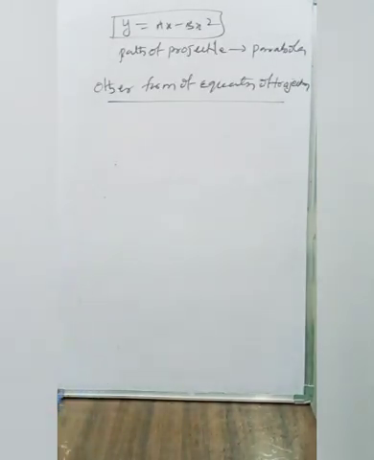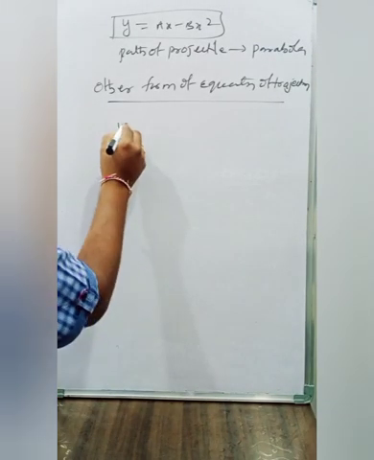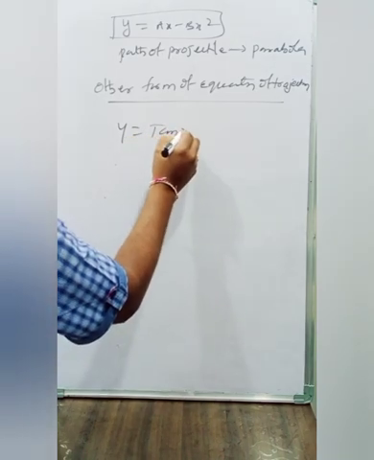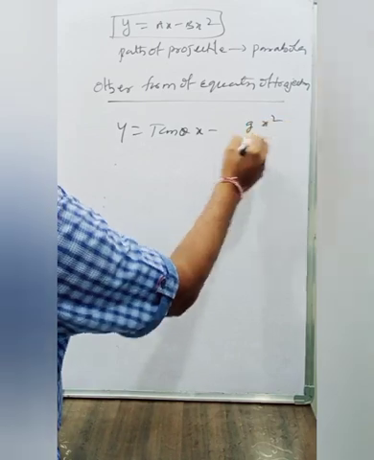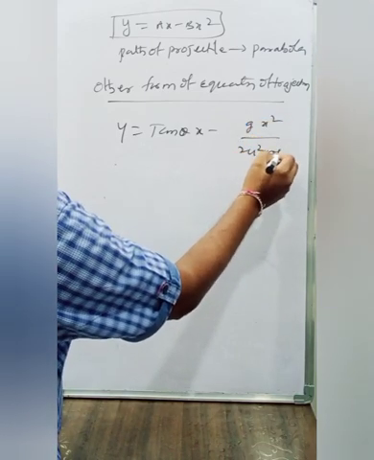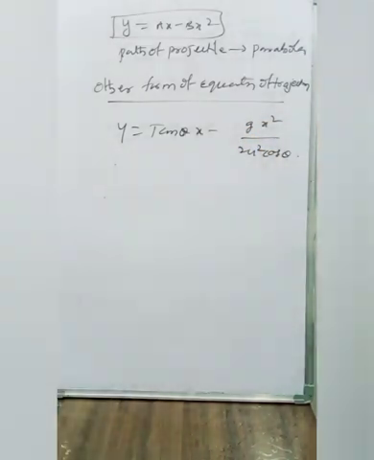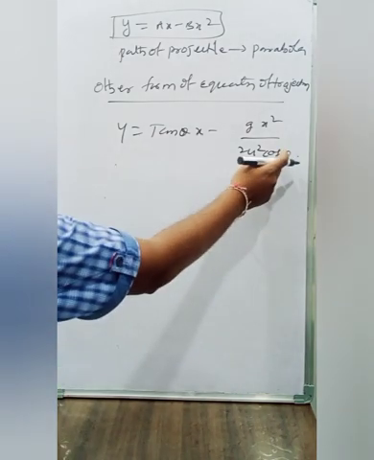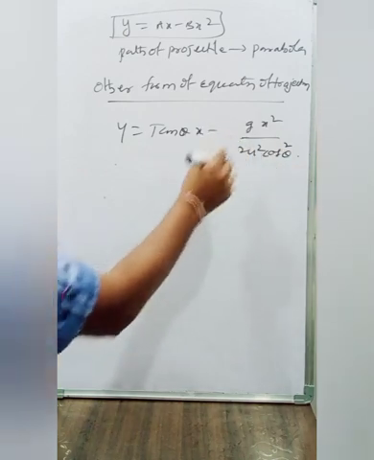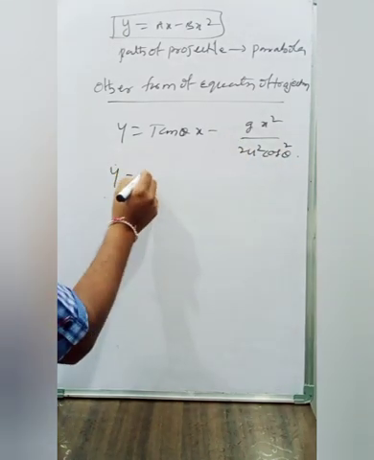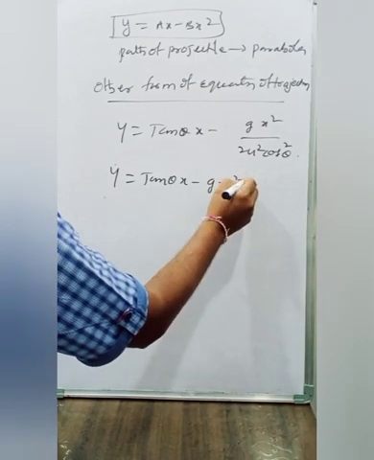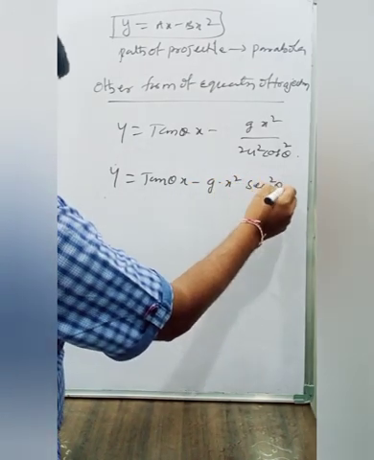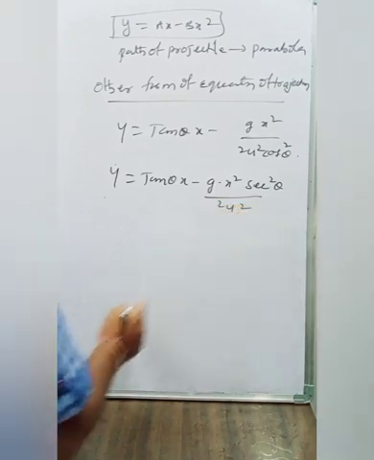We know that y is equal to tan theta x minus g x square by 2 u square cos square theta. Now this cos square theta we can write as 1 over secant square theta, so y is equal to tan theta x minus g x square secant square theta by 2 u square.